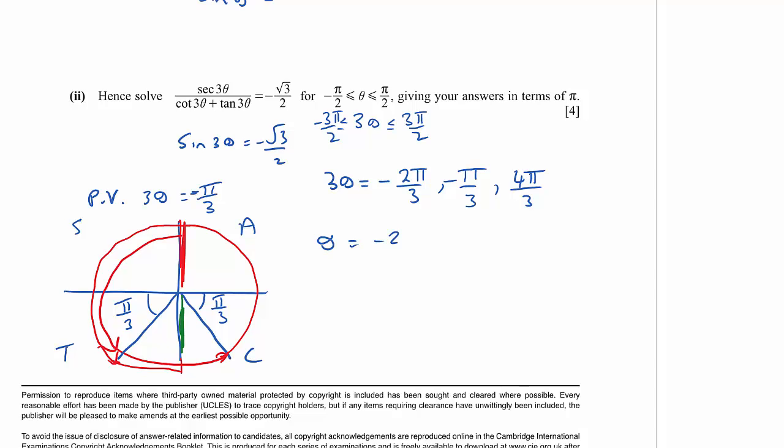So that's going to be negative 2 pi by 9, negative pi by 9, and 4 pi by 9.